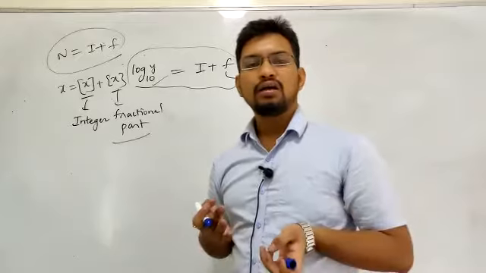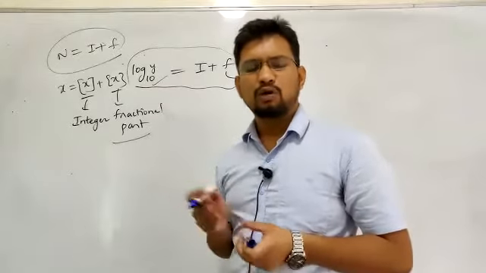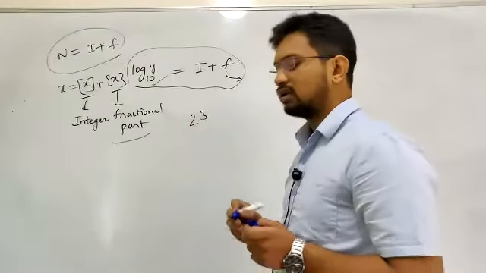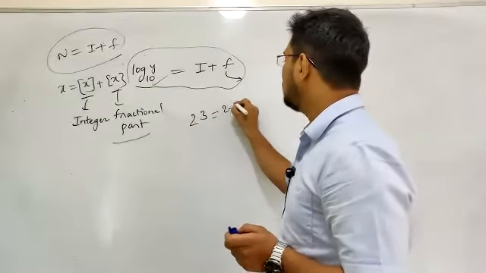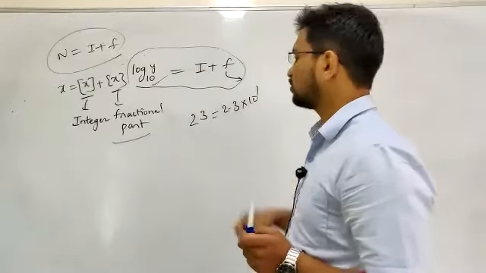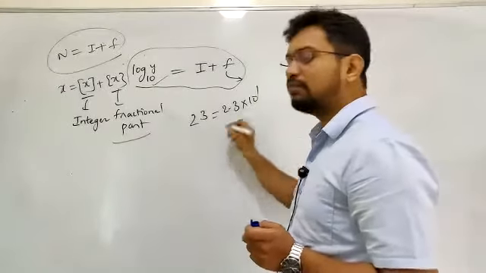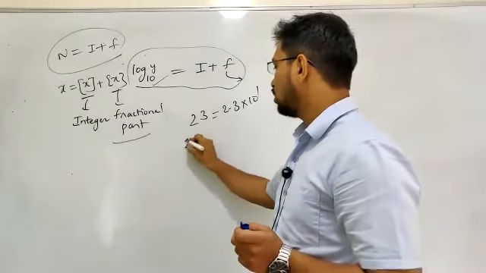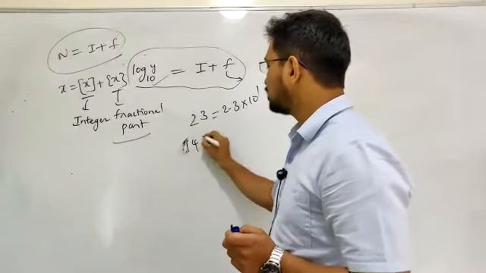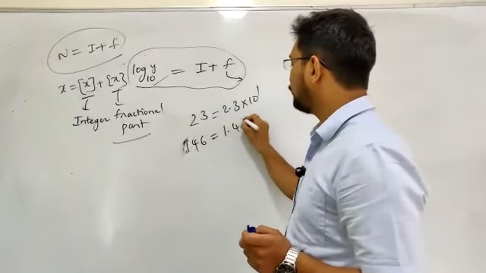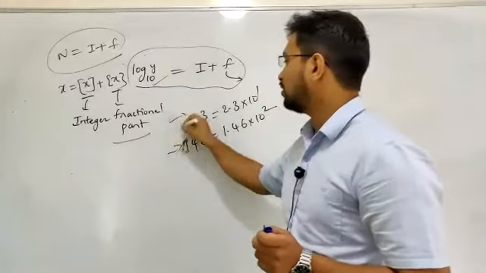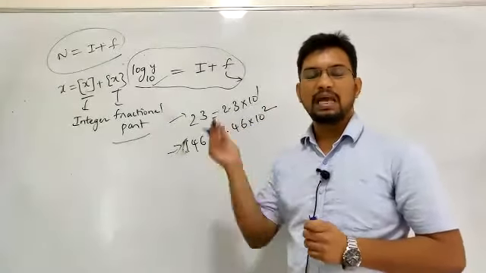The common base we consider is 10. For example, there is a number like 23. How do I write it? This will be written as 2.3 into 10 power 1, because this is the common base which we assume. For example, 146. This I'll write as 1.46 into 10 square. This is the common way in which you write numbers in our number system to the base 10 which we are considering.